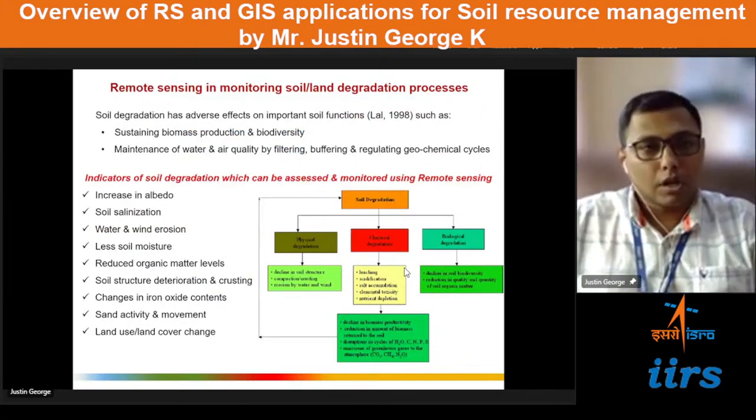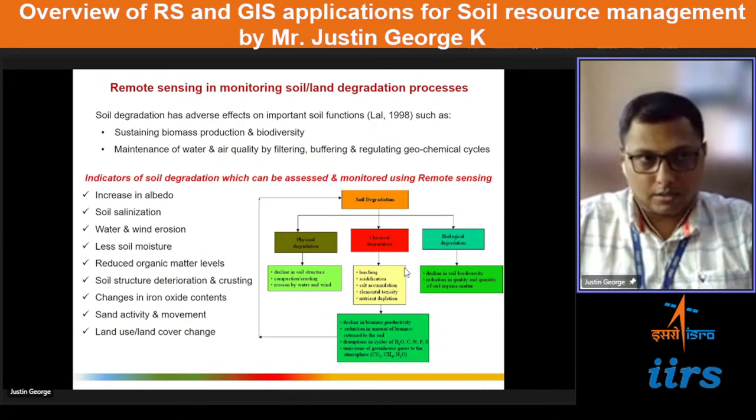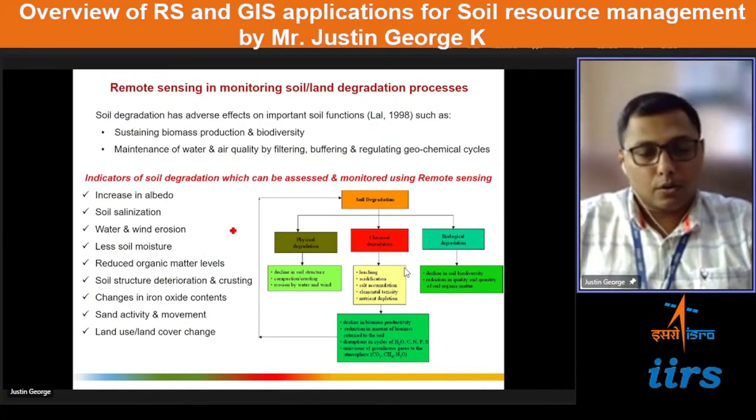Coming to the role of remote sensing in monitoring soil as well as the land degradation process, remote sensing helps in monitoring as well as assessing land degradation, mainly by studying certain indicators which can be assessed as well as monitored. The various indicators of soil degradation can be easily identified or monitored using remote sensing processes.